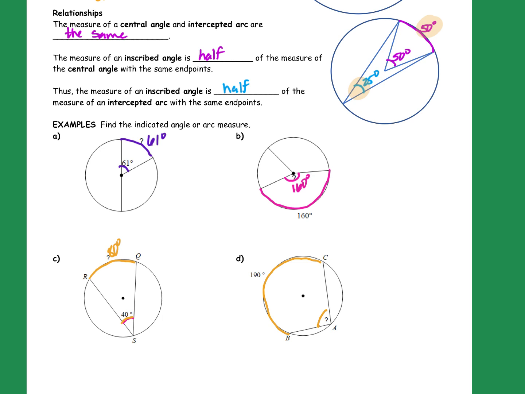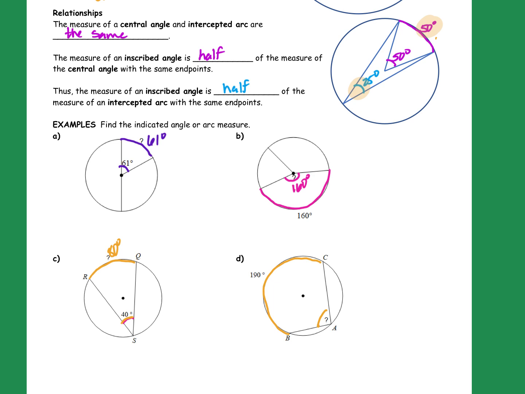So what do I need to do to get the angle? What am I dividing by? How did I get from here, from 50 to 25? What did I do? No, I didn't subtract. I divided by something. What did I divide by?